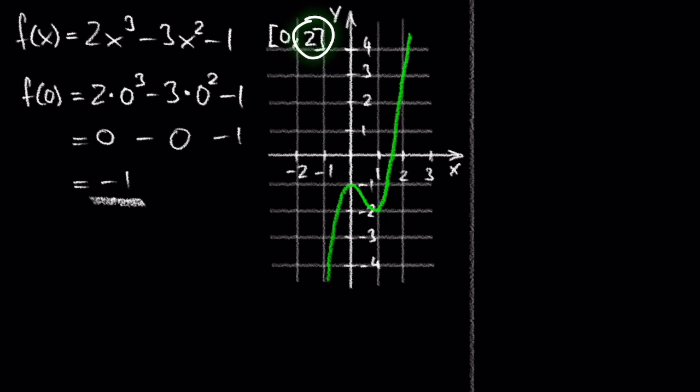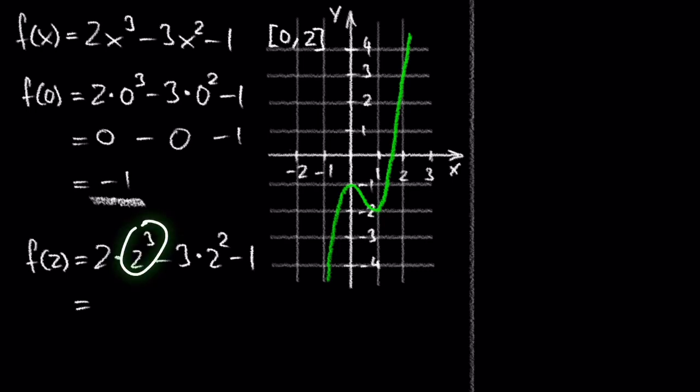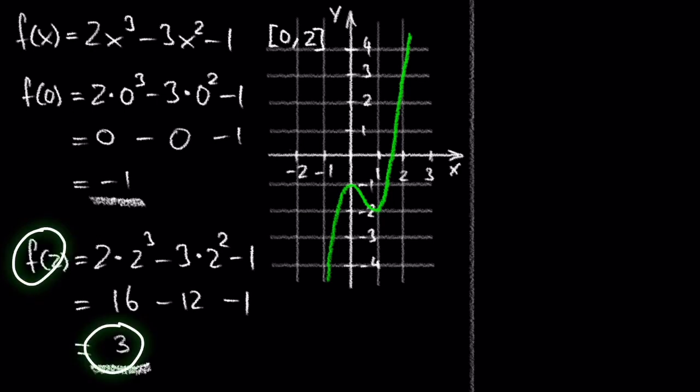Let's plug in 2 and see what we get. f of 2 equals 2 times 2 cubed minus 3 times 2 squared minus 1. 2 times 2 is 4, times 2 is 8, times 2 is 16. 2 times 2 is 4, times negative 3 is negative 12. 16 minus 12 is 4, minus 1 is 3. So f of 2 equals 3.